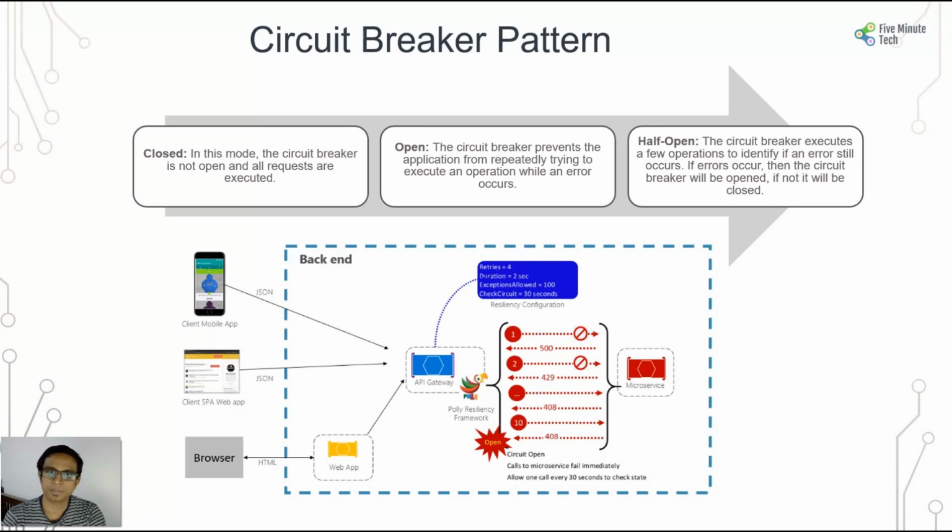The circuit breaker pattern has three modes. In the closed mode, the circuit breaker is not open. All requests are executed as normal. In the open mode, the circuit breaker prevents the application from repeatedly trying to execute an operation while an error occurs. In the half open mode, the circuit breaker executes a few operations to identify whether the service is up or not, and if an error occurs, the circuit breaker will be opened. If not, it will remain closed.